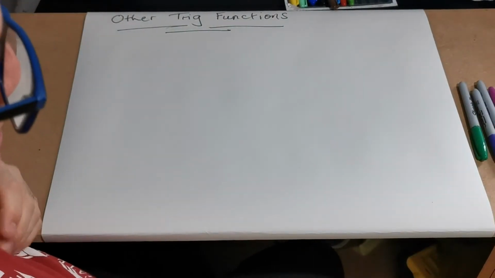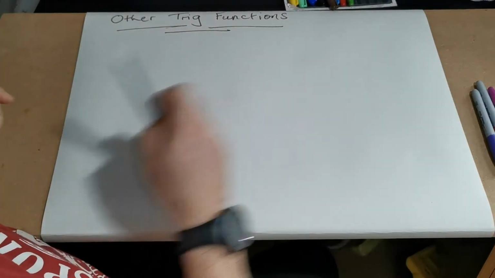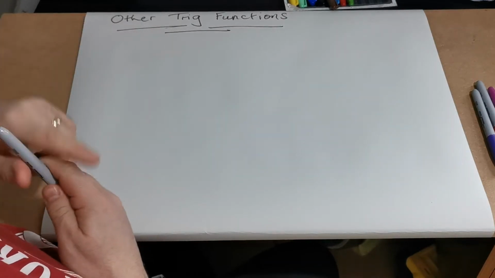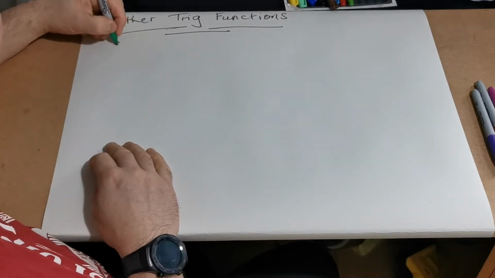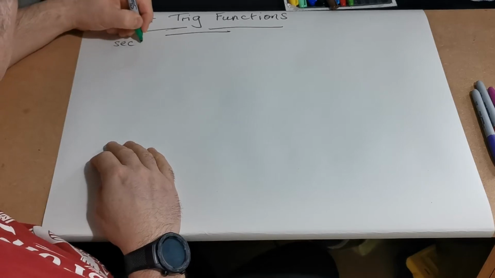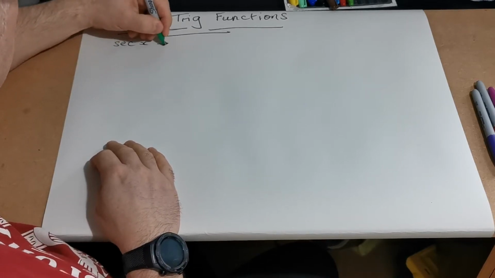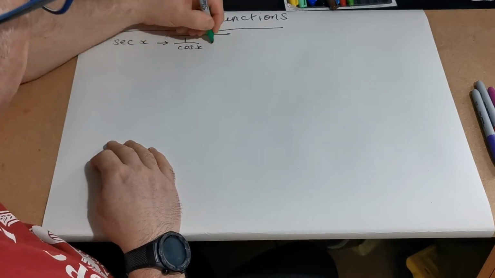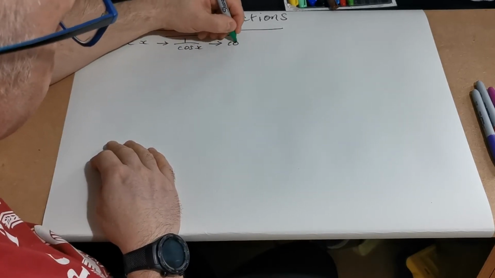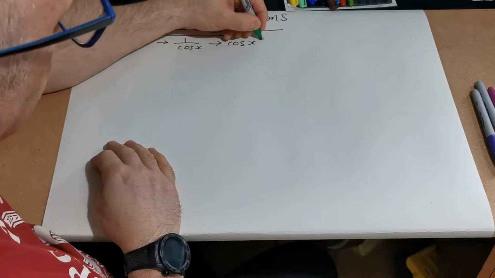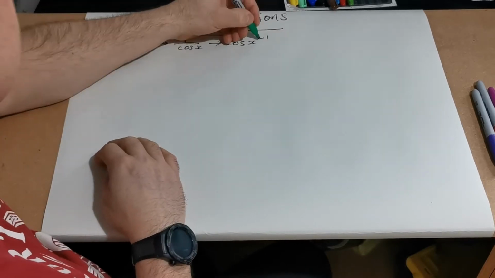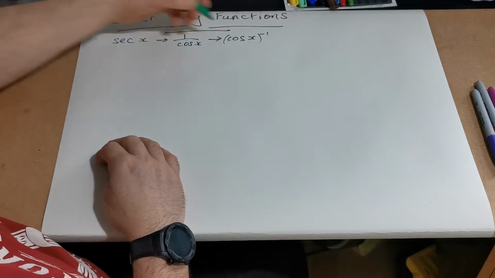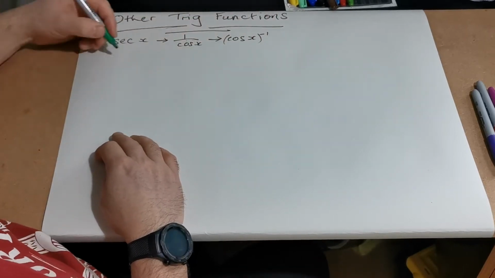Hi guys, today we're going to look at differentiating some other trig functions. I'll start off nice and easy. Let's have a look at sec. Sec x is 1 over cos x, which is cos x to the minus 1. So if I wanted to differentiate sec x, I could think about using this and then perhaps use the chain rule.